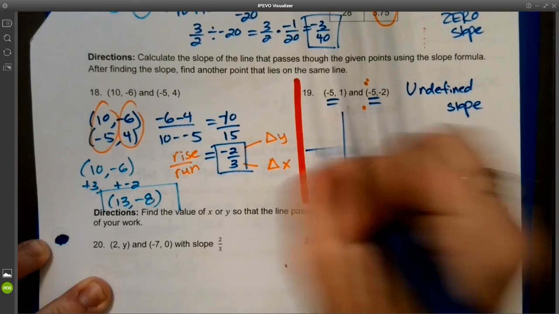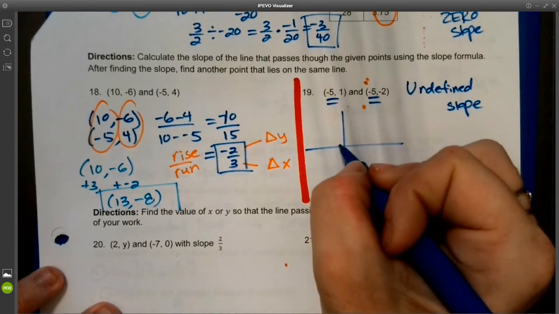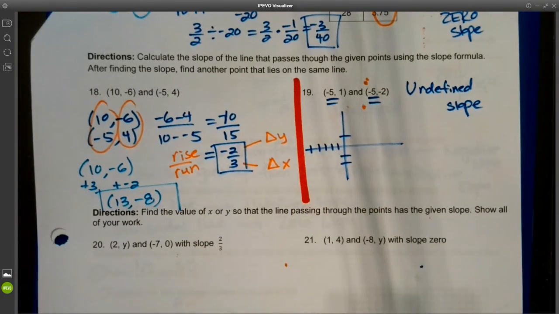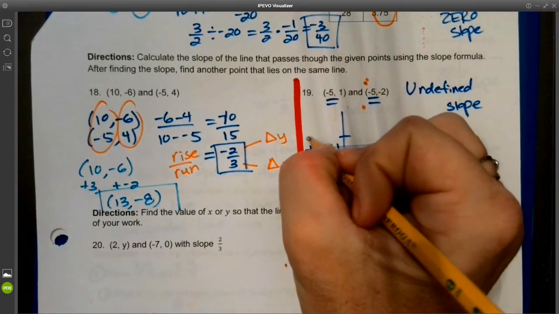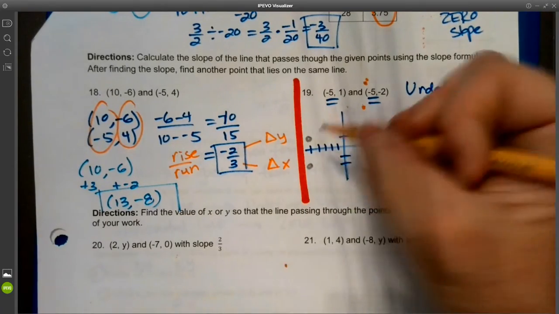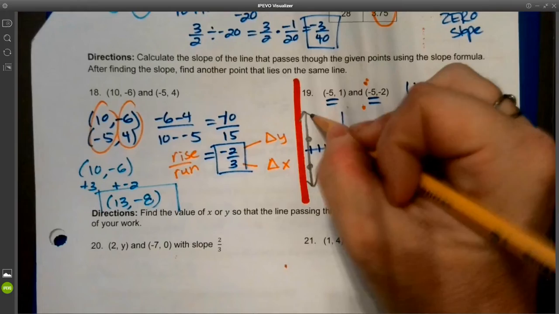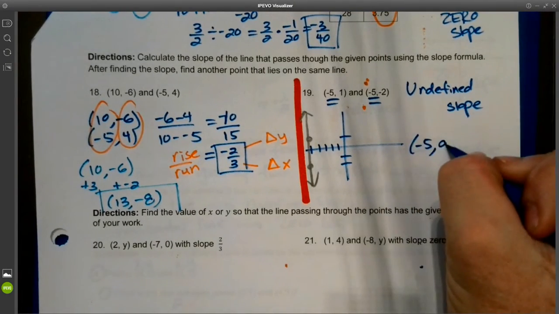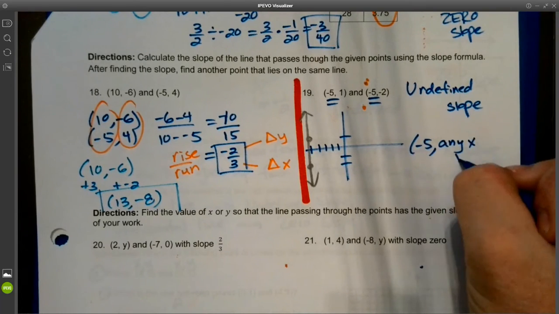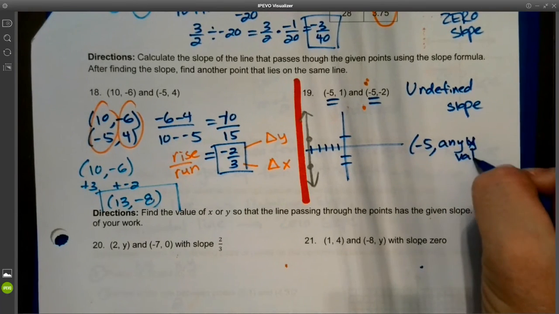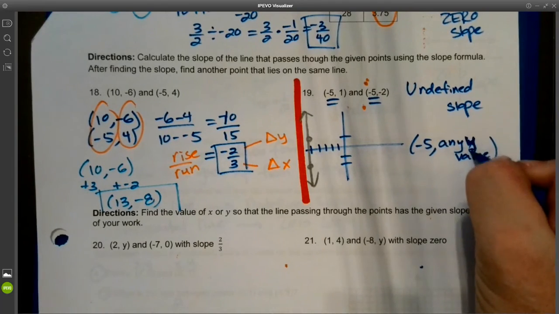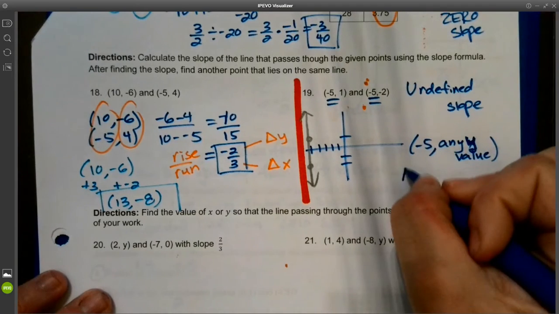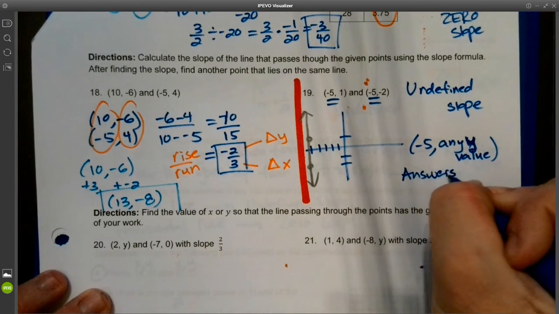In fact, if we were to graph it, I'd go -5. 1, 2, 3, 4, 5. Looks like I'm going -2 and 1. And just say, let's plot those 2 points. So -5, 1 would be here, and -5, -2 would be here. So if I'm trying to find an additional point, we already know that additional point would be -5 and really any y value. It's going to be any point that can fall on the line. So there's lots of answers here. Answers will vary.